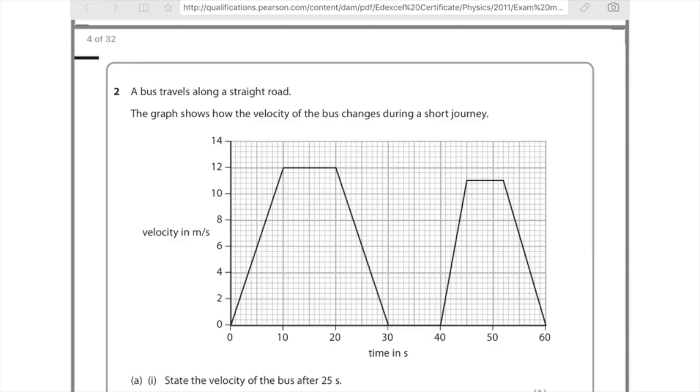A bus travels along a straight road. The graph shows how the velocity of the bus changes during a short journey. Okay, so we've got a velocity time graph, so again, distance will be given by area under the curve, acceleration will be given by the gradient. Anyway, state the velocity of the bus after 25 seconds. So you're looking up here, the answer here is 6 meters per second.